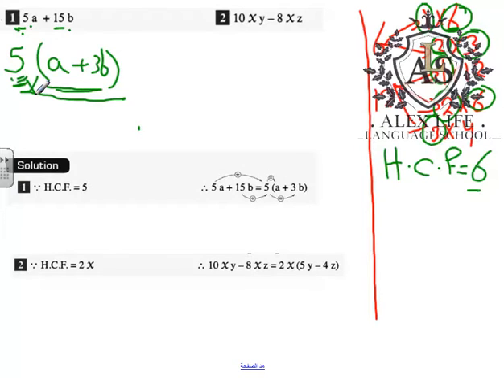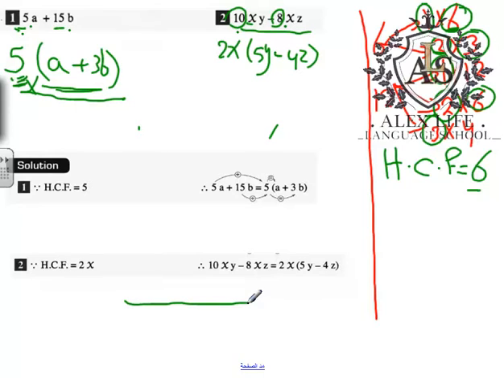And another example, if we have 10xy minus 8xz, what's the HCF between 10 and 8? It equals 2. x and x, so we take one of them. 10 divided by 2 is 5. x divided by x equals 1. And we get y, minus 8 divided by 2, it equals 4z. Okay, now we factorize it by HCF. And this is my answer. Okay.